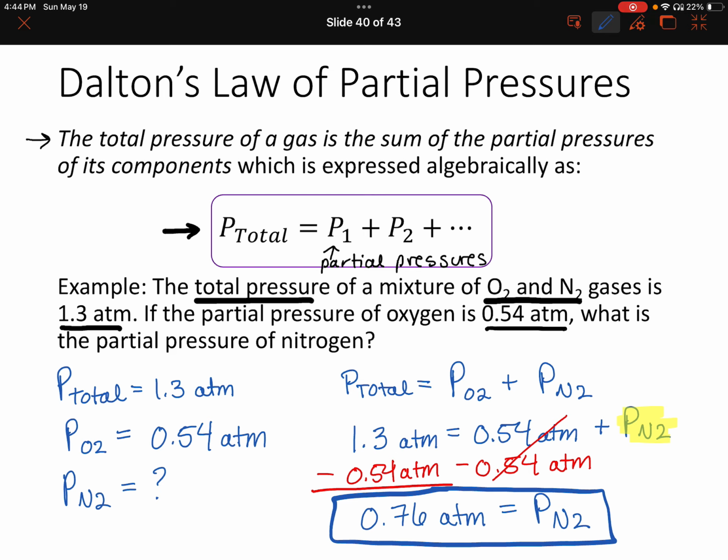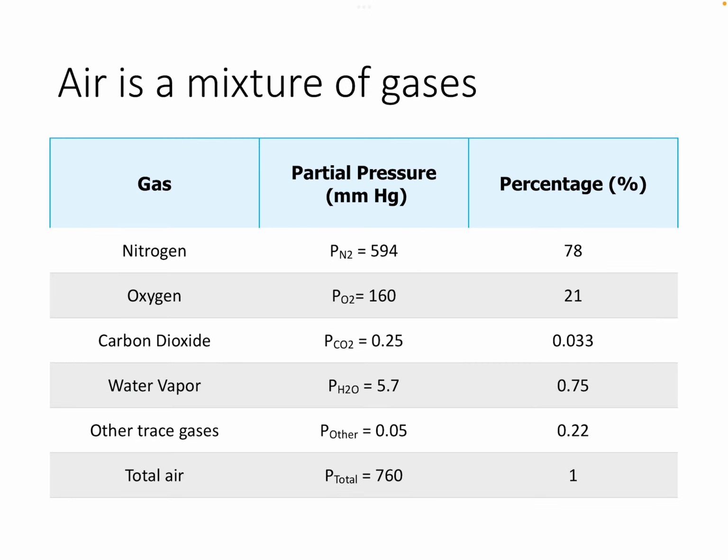But one really good example of Dalton's law of partial pressures is air. So we've mentioned previously air is a mixture of gases. In fact, we have nitrogen, oxygen, carbon dioxide, water vapor, and plenty of other gases as well that are all mixed together in our atmosphere. So when we're breathing in, we're not just breathing in oxygen, right? We utilize oxygen, but there are other gases in the air.